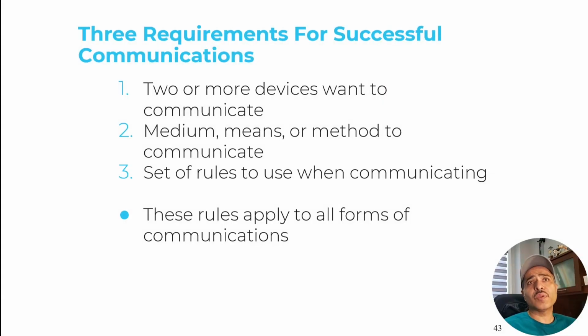So what are the 3 requirements? I'd like to close with that here. For successful communication, you want two or more devices to talk, an AP and a client in this case. You need a medium, like RF in this case. And you need some sort of rules, a common language or a common set of rules for when they talk. These are the key requirements for successful communication.